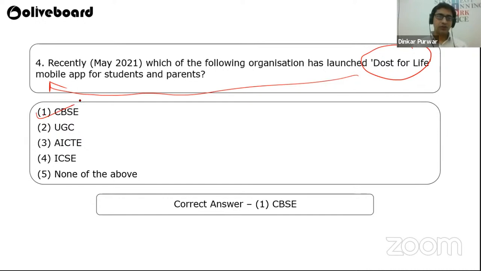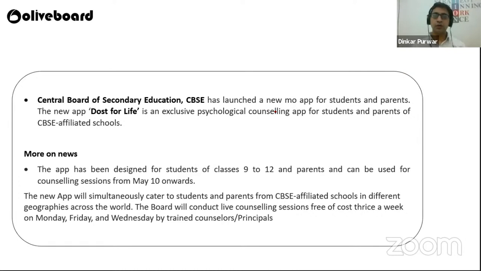So the Central Board of Secondary Education has launched a new mobile app for students and parents. The new app, named Dost for Life, is an exclusive psychological counseling app for students and parents of CBSE affiliated schools. The app has been designed for students of class 9 to 12, because at that time students face many psychological issues, and it can be used for counseling sessions from May 10 onwards. The new app will simultaneously cater to students and parents from CBSE affiliated schools across the world. The board will conduct live counseling sessions free of cost thrice a week, on Monday, Wednesday and Friday, by trained counselors and principals.